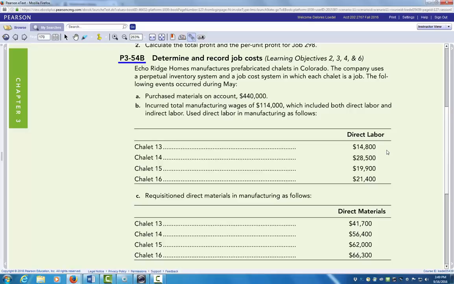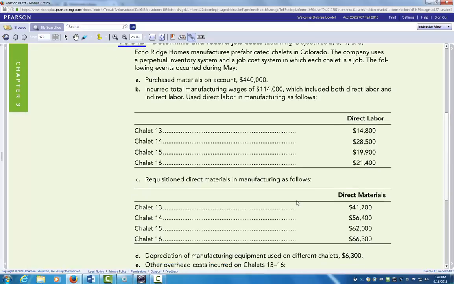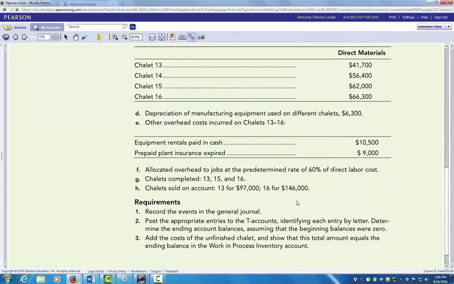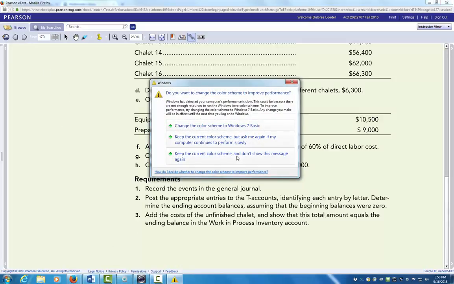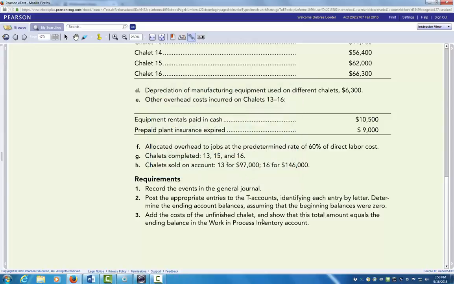Okay, so now you should have read through all of the requirements. All the information is provided here on page 170. The first 3 requirements are on this page, which are asking us to record the events in the general journal, post to the appropriate T accounts, and then add the costs of the unfinished chalet and show the total amount equals the ending balance in the work in process inventory account. Let's just work through those first 3 first, and then we'll move on to the last 2 requirements after that.